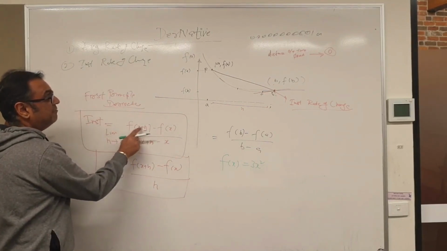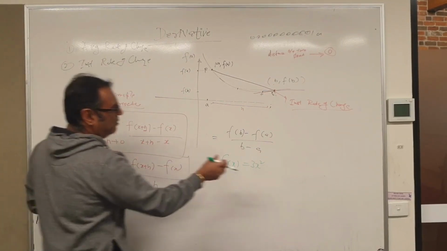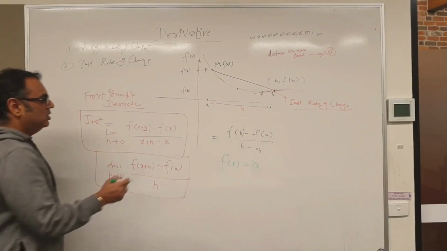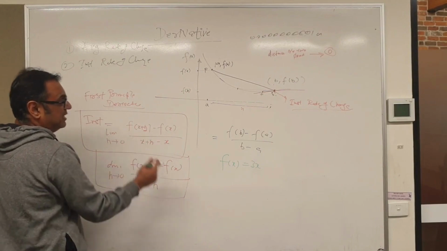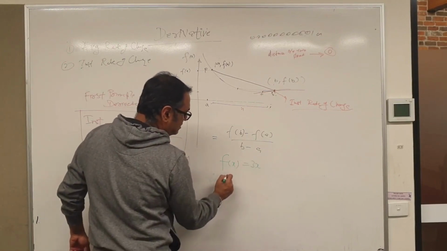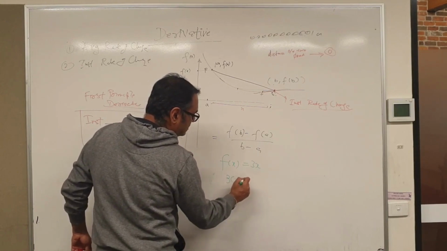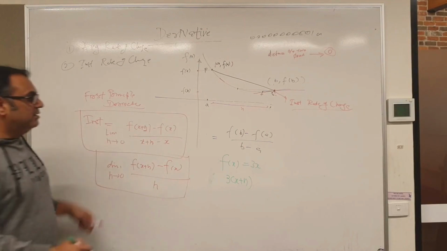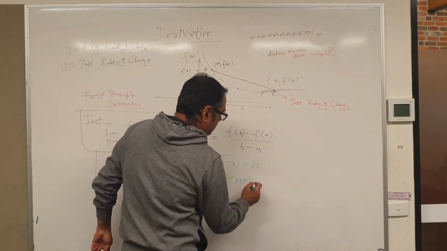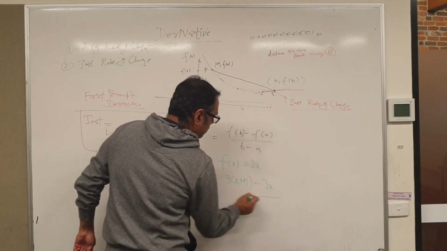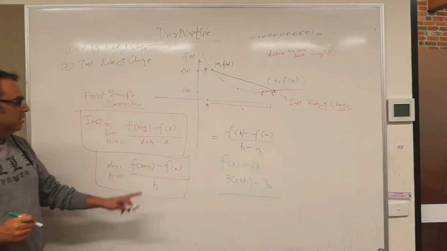First principle says f of x plus h. Probably I'll make it easier for my calculation. I'll say 3x. That's it. So I'll say f of x plus h. F of x plus h means 3 times x plus h. I replace x with whatever's there in the bracket. F of x is 3x, over h.